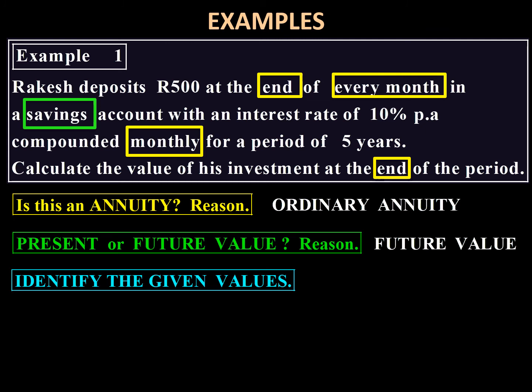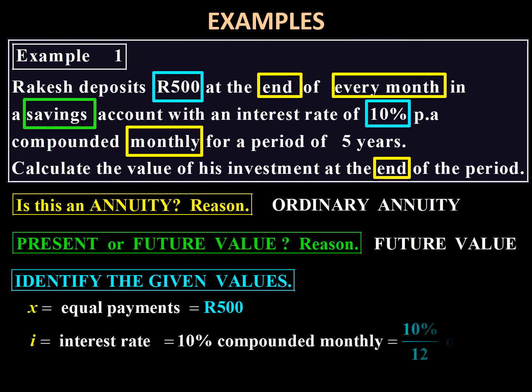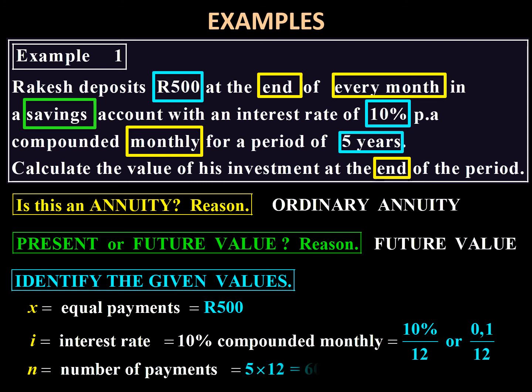We need to identify the values or the amounts that are given here. And what are the amounts? We have 500 Rand, which is our X value. So the X value is 500. Then we have the 10%, and the 10% is my interest rate. And remember, it is monthly, so it's 10% divided by 12. I suggest you leave it in percentage notation there. It's much easier. Then 5 years, that's your N. But remember, it's N years and it's monthly, so it's N times 12, which is equal to 60.